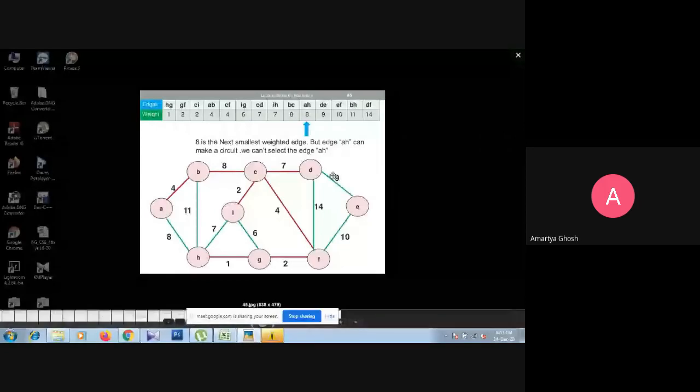And now because E is already connected, if we choose this EF, this is a closed graph.